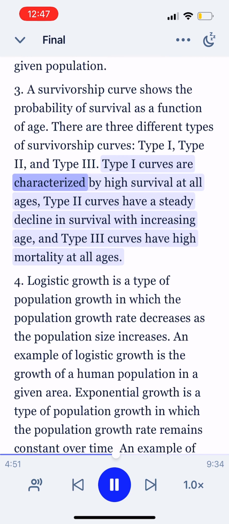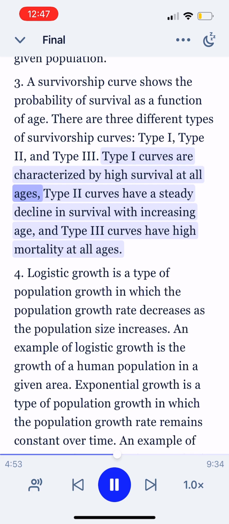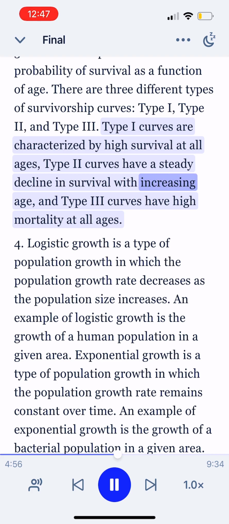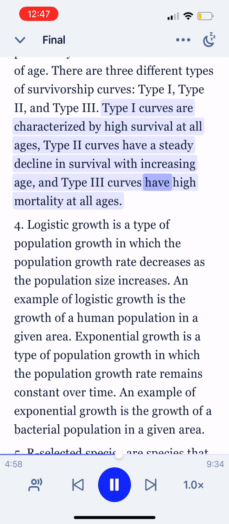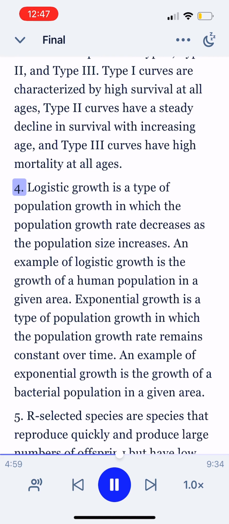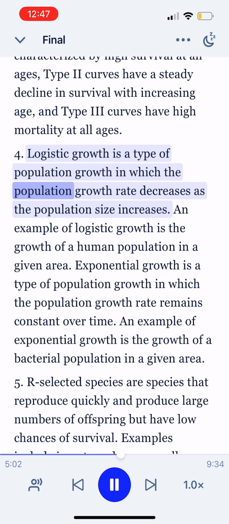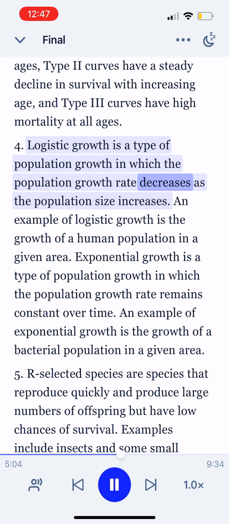Type I curves are characterized by high survival at all ages. Type II curves have a steady decline in survival with increasing age, and Type III curves have high mortality at all ages.